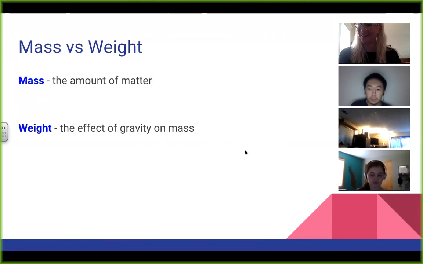Let's assume they're on Earth, right? And they say, I lost 10 pounds. What is happening? Did the mass change? Did the weight change? Did both change? Only their weight or their weight and their mass.